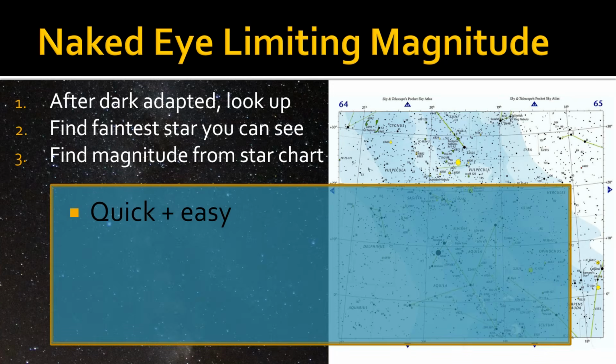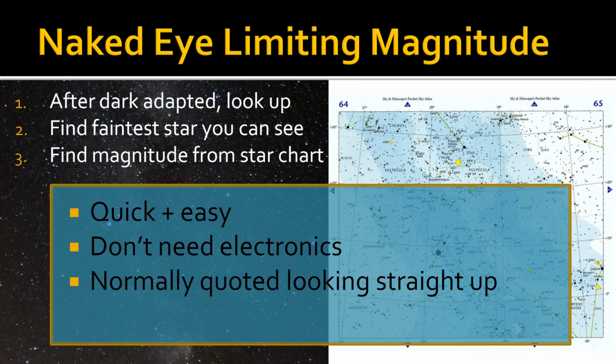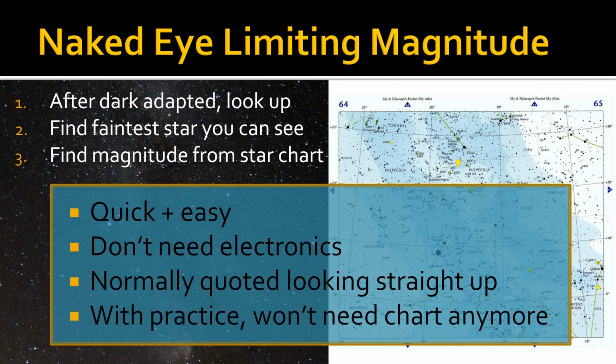This is very quick to do, and you can in fact do this periodically throughout your night to keep track of how sky conditions are changing. The method does not rely on electronics, although finding a star's magnitude using a planetarium app is more precise than using a printed chart. Normally, this method assumes that the star you use is from directly overhead, in the area of the zenith. With practice, you will get to know the magnitude of a handful of reference stars, and will be able to quickly evaluate the sky darkness without the use of a chart.